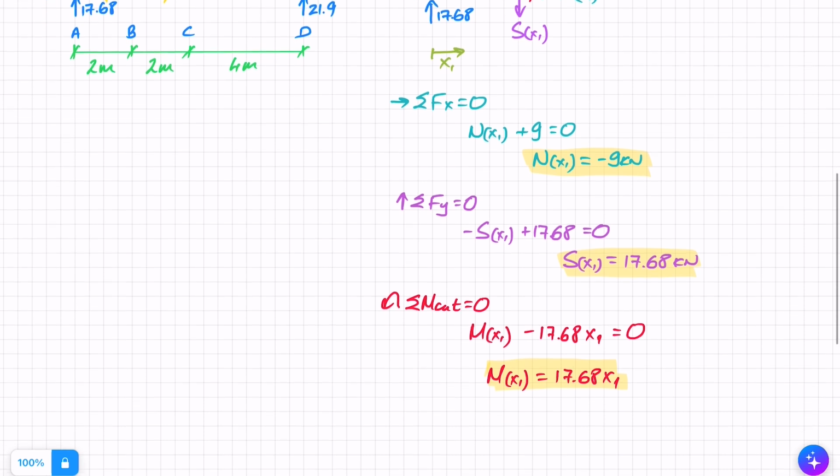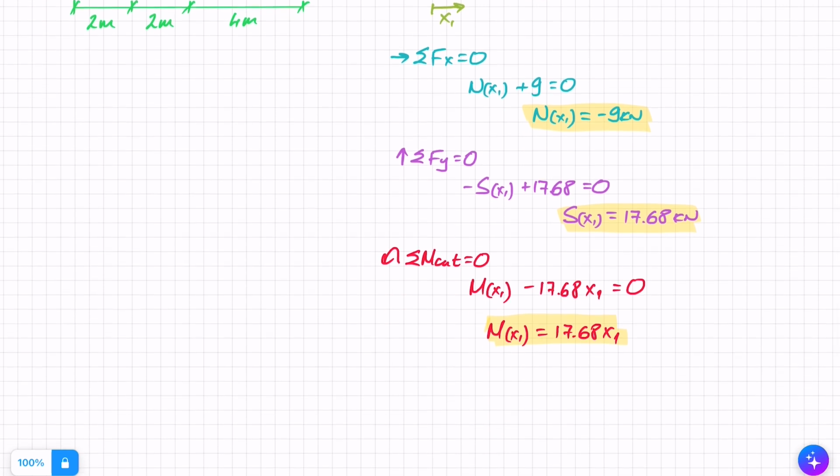Now for the moment, I'd like to look at a few interesting points. So I'll start off with what happens when x1 equals 0 and what happens when x1 equals 2. So the two boundaries of this equation. So I can see that when x1 equals 0, I get 0, and when x1 equals 2, I get 35.36 kilonewton meters. And that gives me 2 points that I can put on my graph.